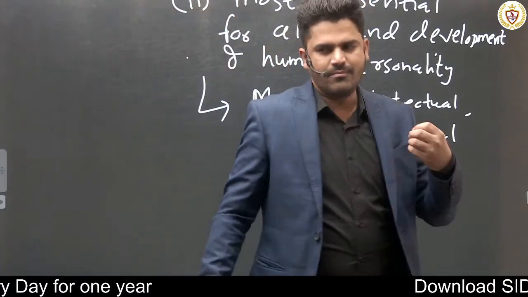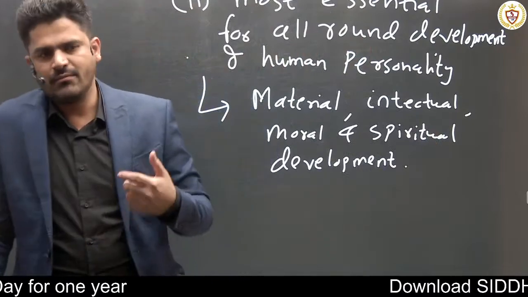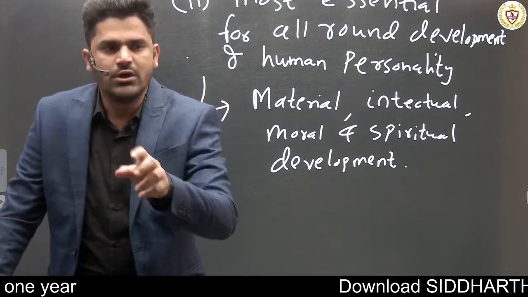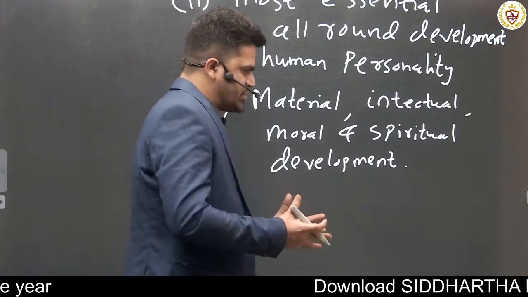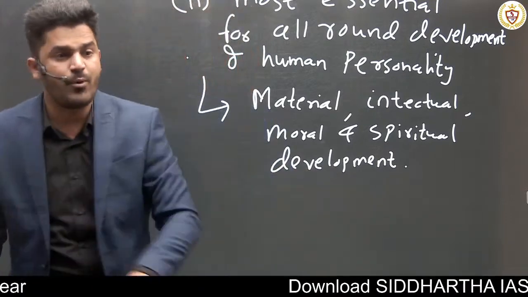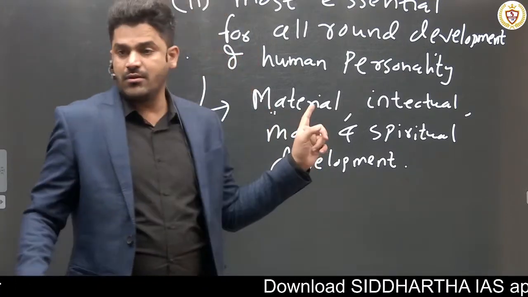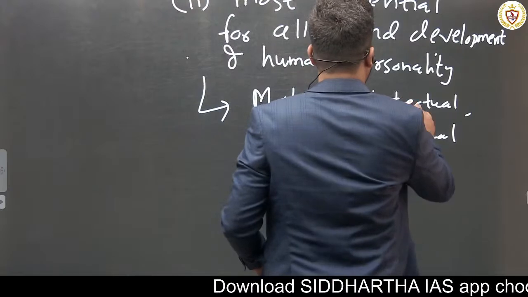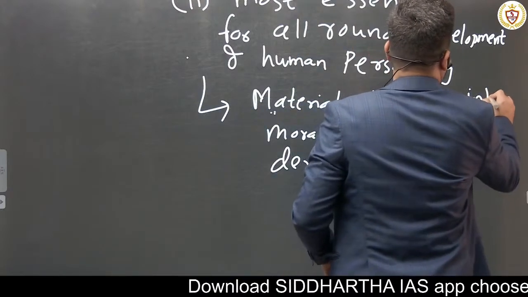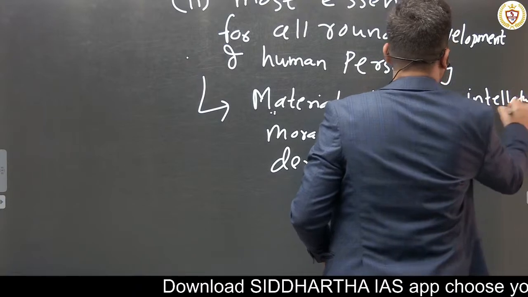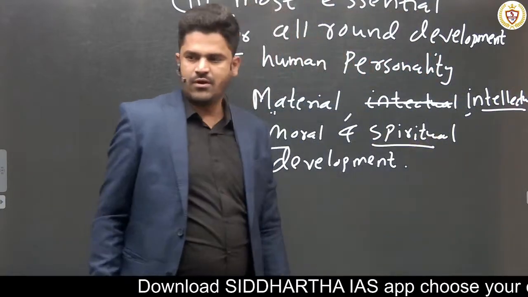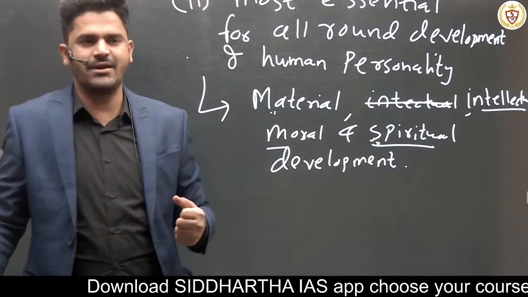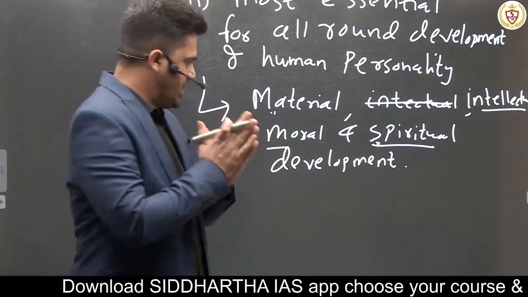Be it material, meaning economic terms. Intellectual: freedom of speech and expression is very important for intellectual development. Right to form associations, unions, freedom of profession is very important for material growth, material development. Intellectual should be spelled with double L. Moral, spiritual: freedom of religion is very important for spiritual and moral development of human personality. Understood? Okay.